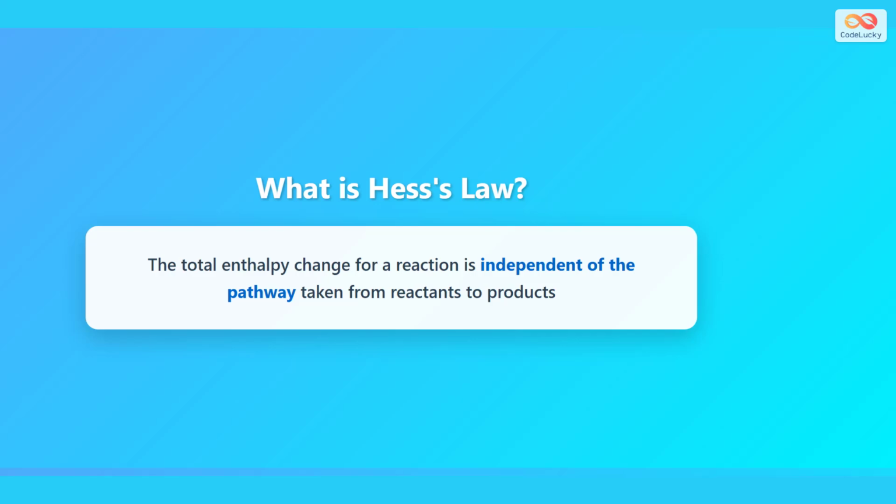Hess's law states that the total enthalpy change for a reaction is independent of the pathway taken from reactants to products. In simpler terms, it doesn't matter whether a reaction happens in one step or multiple steps. The overall energy change will be exactly the same. This is because enthalpy is what we call a state function, meaning it only depends on the initial and final states, not on how we got there.